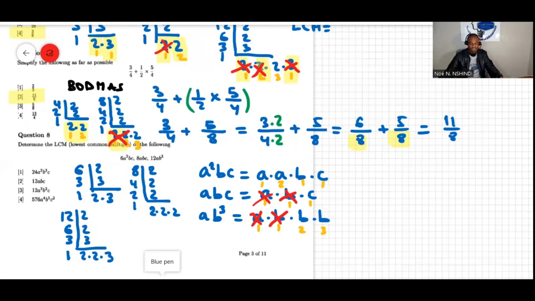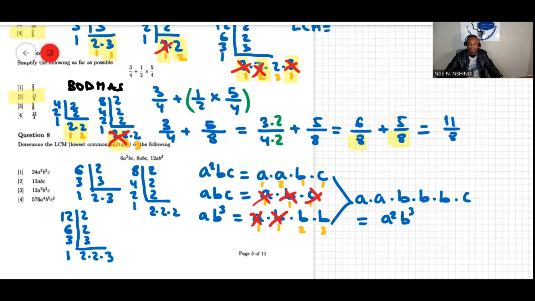Now, to get the LCM for the variables, I was just going to say A times A, because I have this one, A times B times C. Let's just do B1 and B2 and B3, so B times B times B, and then times, okay, C1 is here, I can take this one, so times C, and then this will be like A squared B cubed C.